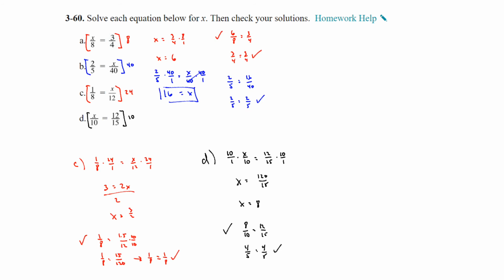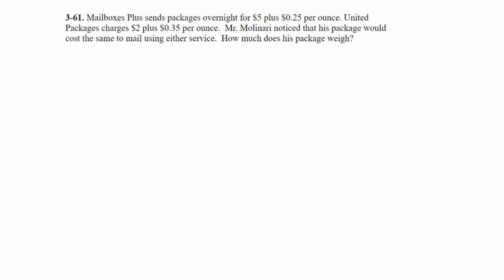And so really on part C, instead of multiplying by 24, since x was divided by 12, I could have easily multiplied both sides by 12 and I would have had x by itself. But either way, it works out, once again, different ways to solve each of these problems.